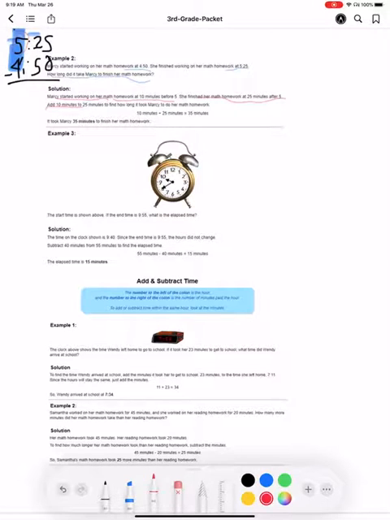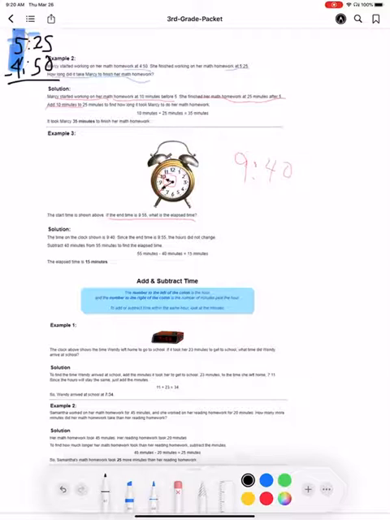Now, example 3. The start time is shown above. If the end time is 9:55, what is the elapsed time? So here they're showing the time. If you look at the hour hand, is it 10 o'clock? No, it's still 9. And the minute hand, well, I'm going to cheat a little bit. I'm looking down below. They're saying 9:40. So there's 9:40. And the end time has to be 9:55.